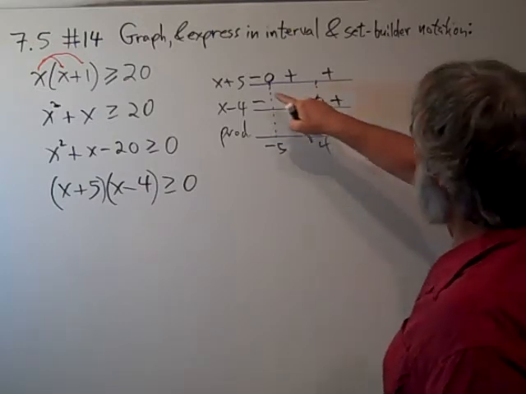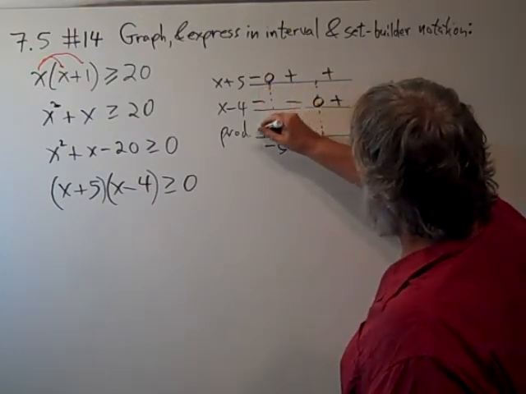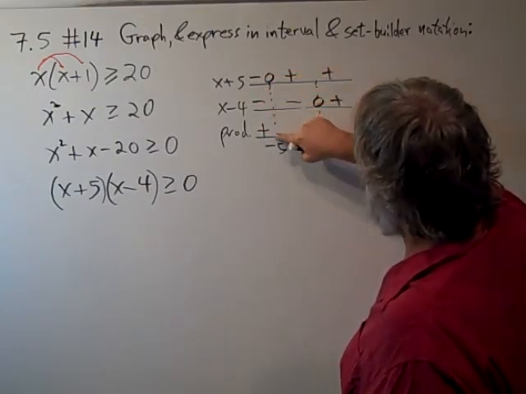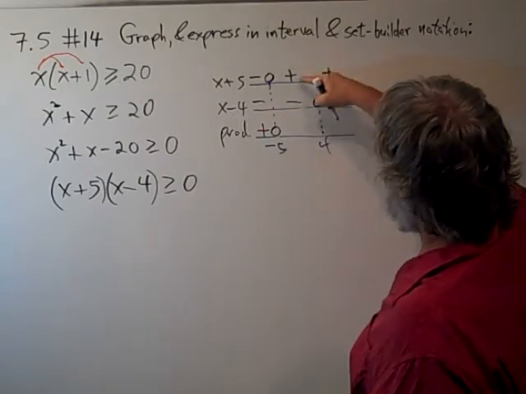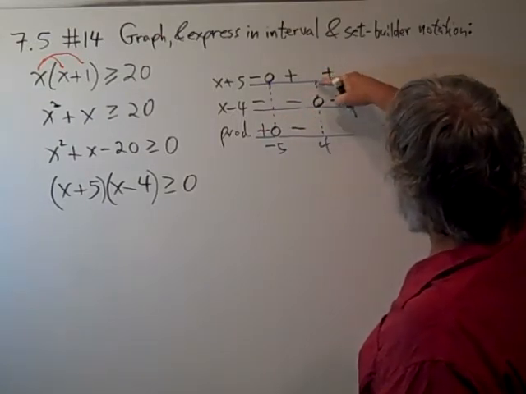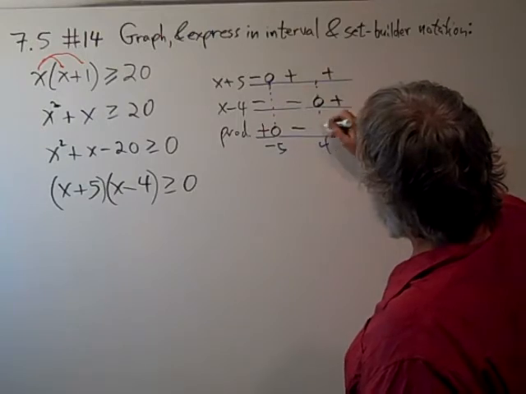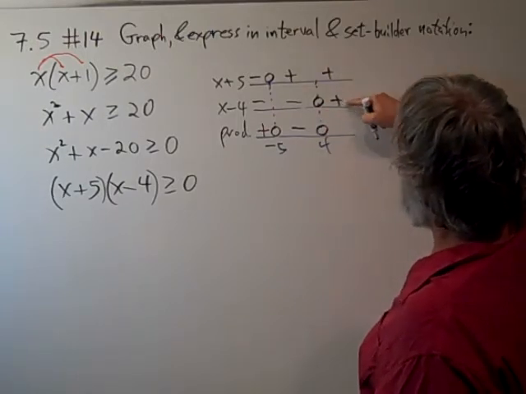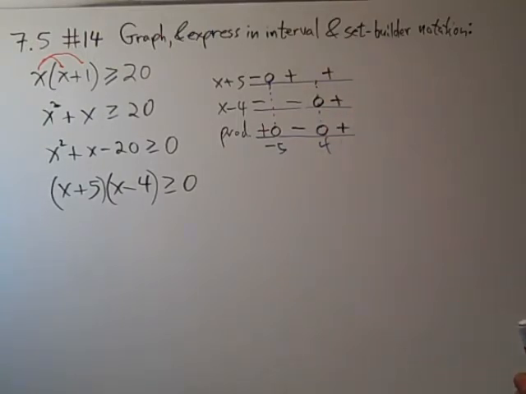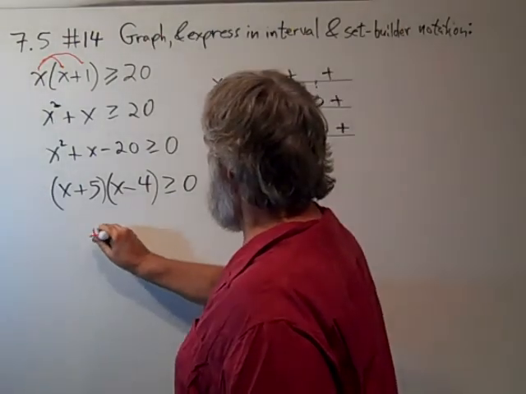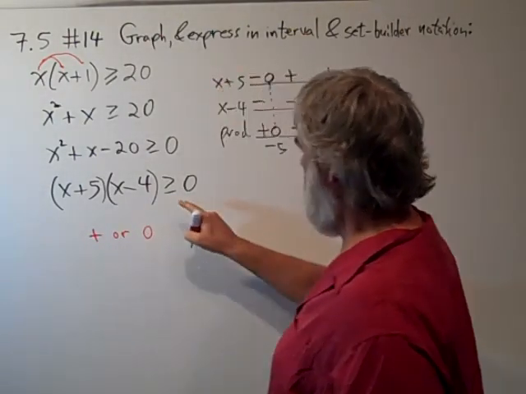So now we have a negative times a negative is a positive. Anything times 0 is 0. A positive times a negative is a negative. Anything times 0 is 0 here, and a positive times a positive is a positive. So we see where this product is positive or 0.